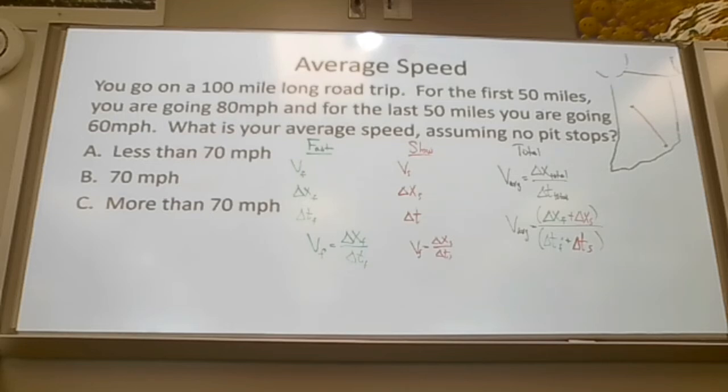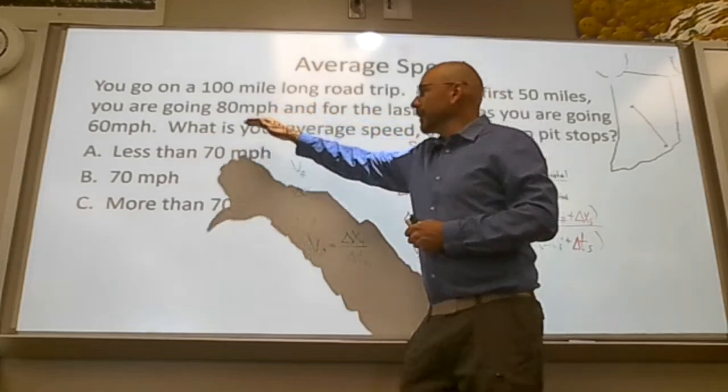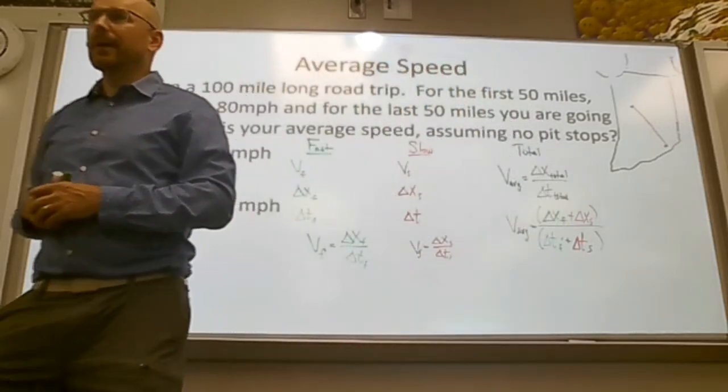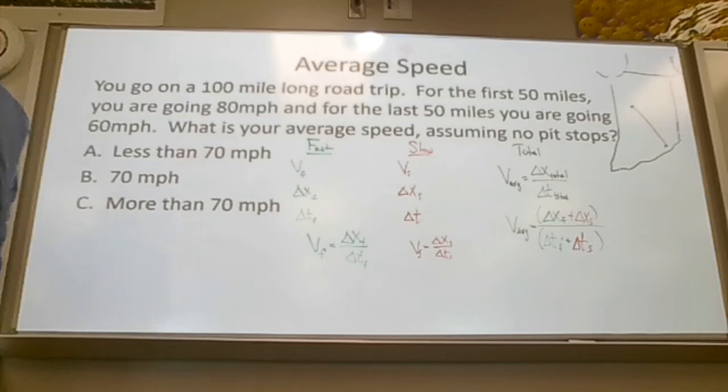Okay, so do you see the setup there? What I'm doing? And see how that's similar to the bear and the tourist. Even though I have one object, I have two separate motions: the 80 miles an hour and then the 60 miles an hour. So see if you can fill in as much as you can.